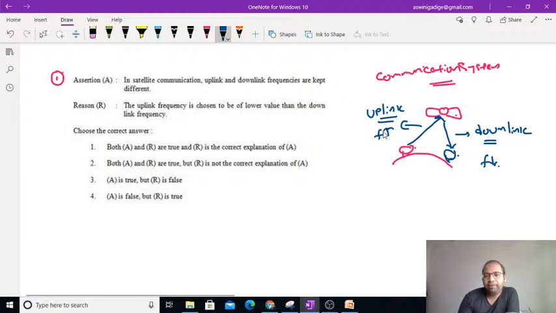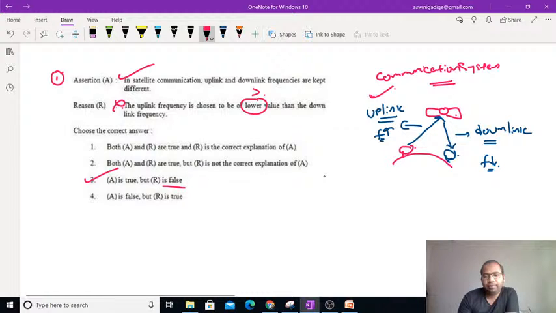Okay, the uplink frequency must be more compared with the downlink frequency. So as per this concept, in satellite communication, uplink and downlink frequencies are kept different, so it is absolutely correct. The uplink frequency is chosen to be lower value than the downlink frequency. Is it correct? It is wrong, right? Uplink frequency is greater than the downlink frequency. So based upon this, assertion A is true and R is false.